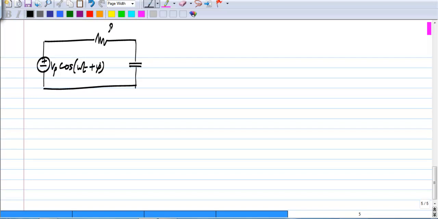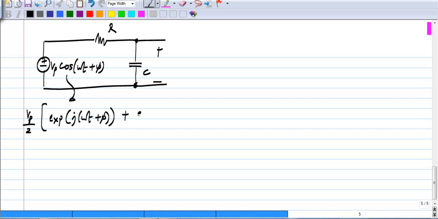Now we can consider the second method using complex exponentials, which I outlined. That is, if we have VP cos(omega t plus phi) exciting a first order system in general, I'll take the RC circuit as an example. We want to find the steady state part of the response. Now we can think of this cosine as VP by 2 times exponential j(omega t plus phi) plus exponential minus j(omega t plus phi). Okay.